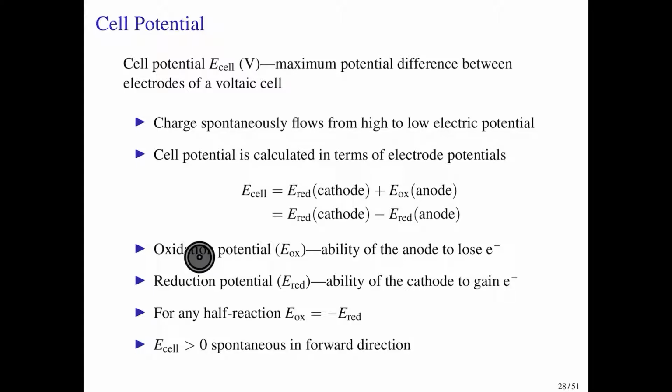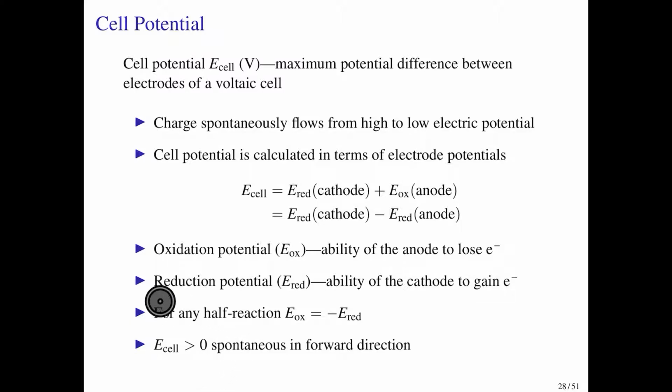That oxidation potential represents the ability of a given anode to give up its electrons, and the reduction potential represents the ability of the cathode to accept electrons. And so the larger and more positive these values are, the greater the cell potential, the more driving force there is behind moving the electrons around the circuit.